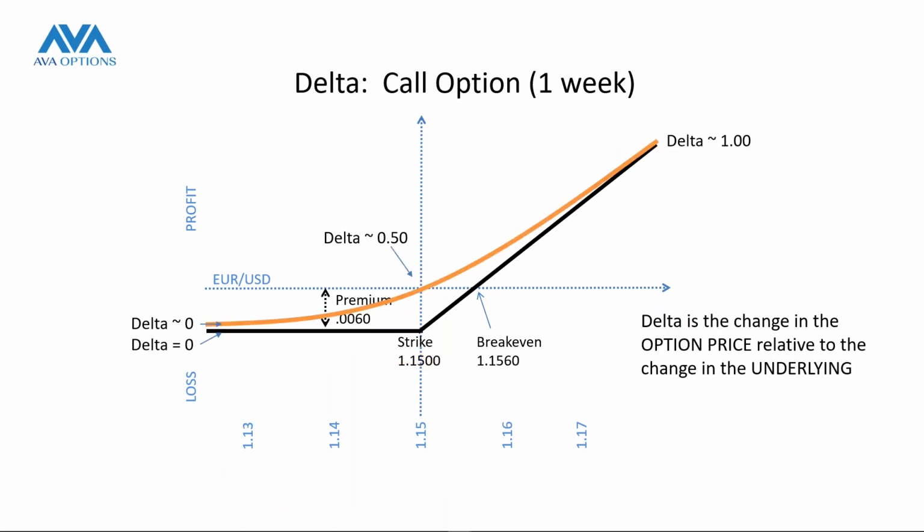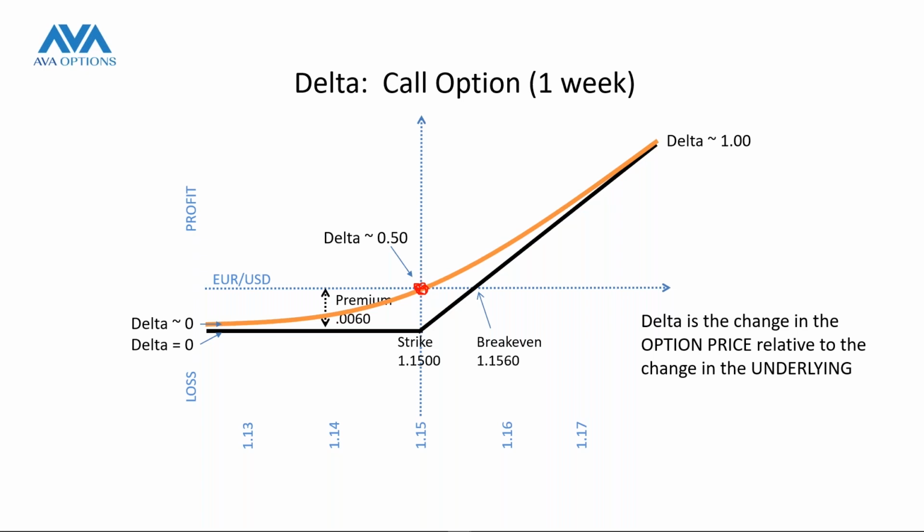Here's a picture. Today, we said the option costs 60 pips. It's worth 60 pips. We're sitting right here in the middle. As the market moves higher and higher, we approach the expiration payoff line, where our participation is 1-for-1.